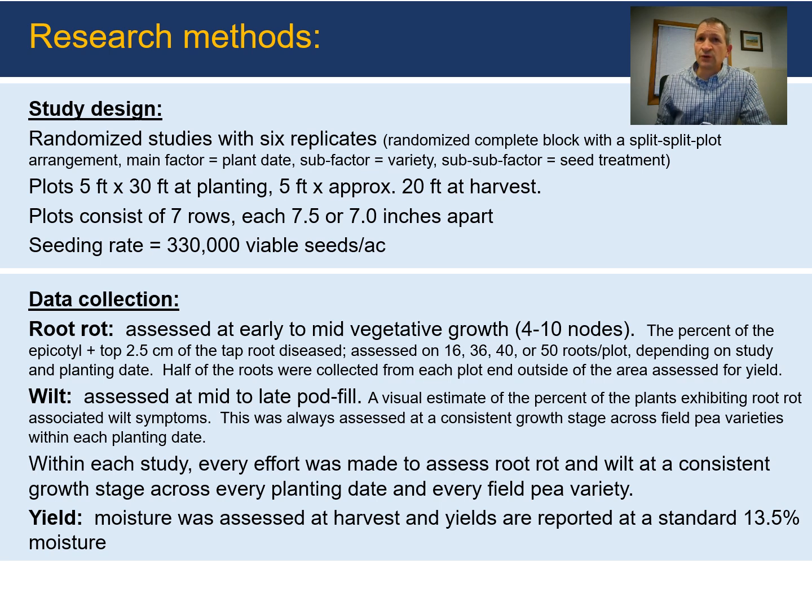We assessed root rot at early to mid-vegetative growth. We assessed the percentage of plants exhibiting wilt symptoms associated with severe root rot at mid to late pod fill. We did everything we could to maintain those assessments at a consistent growth stage across planting dates and across field pea varieties, such that every field pea variety, every planting date was assessed at the same growth stage.